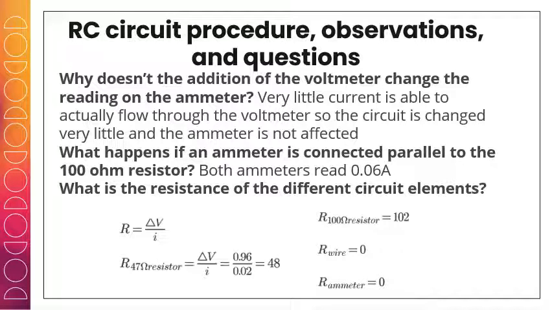Both ammeters read 0.06. What is the resistance of the different circuit elements? I calculated this with a formula that divides the electric potential by the current. You can see, for example, for the 47 ohm resistor, I divided the 0.96 change by the 0.02 current, which is constant for the circuit, and I got 48. When I repeated this for the 100 ohm resistor, I got 102, and for the wire and the ammeter, it is equal to 0.